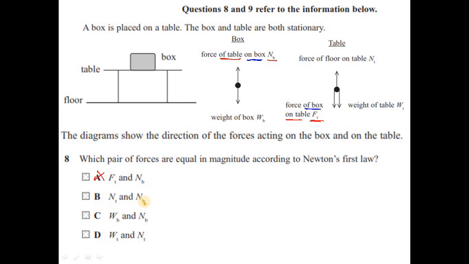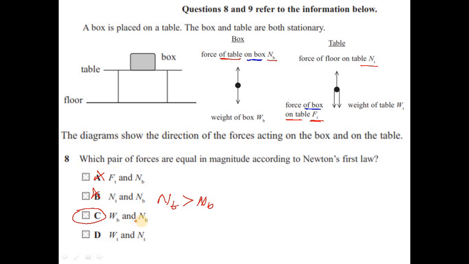B is Nt and Nb. Nt is the force of the floor on the table, and Nb is the force of the table on the box. Clearly, the force of the floor on the table, Nt, must be greater than Nb. We cannot have option B. So for C, Wb and Nb, Wb is the weight of the box and Nb is the force of the table on the box. Yes, we have option C in this case.